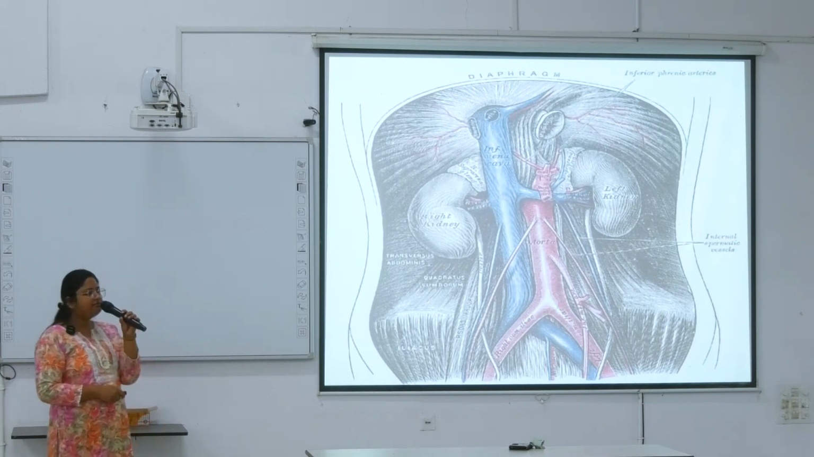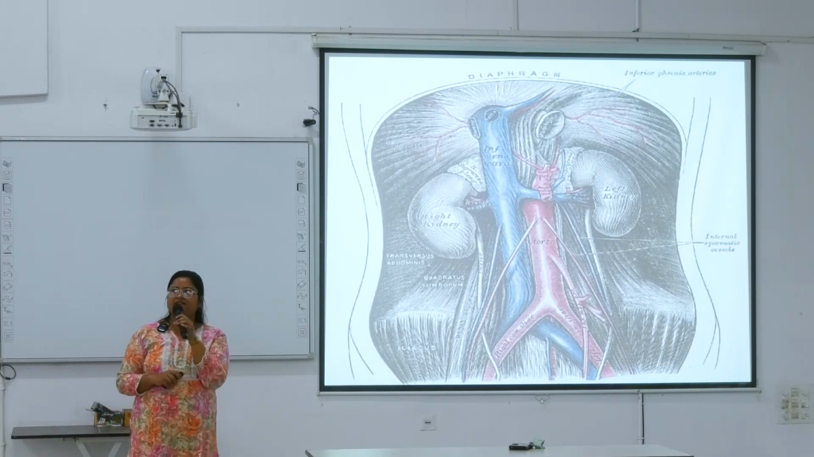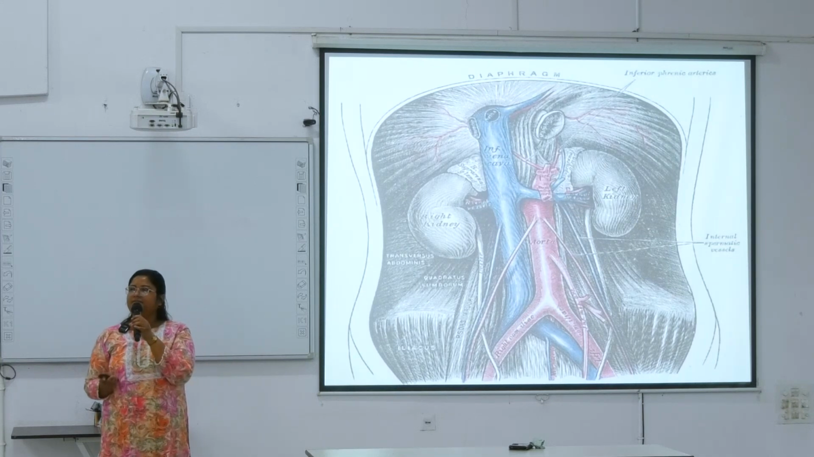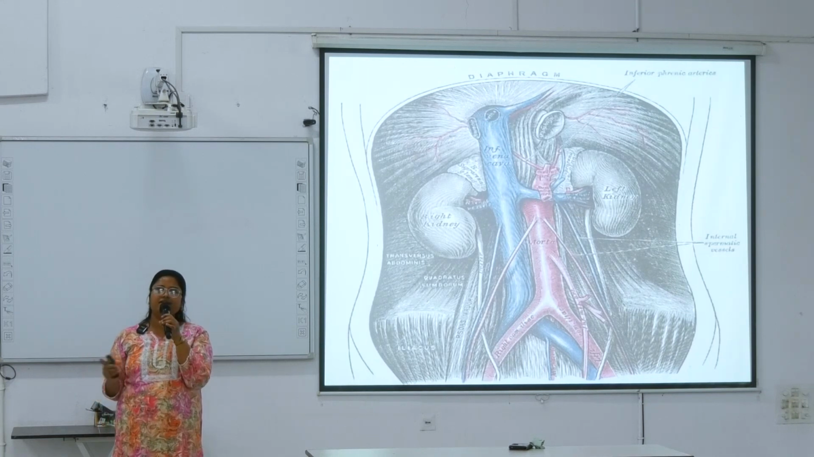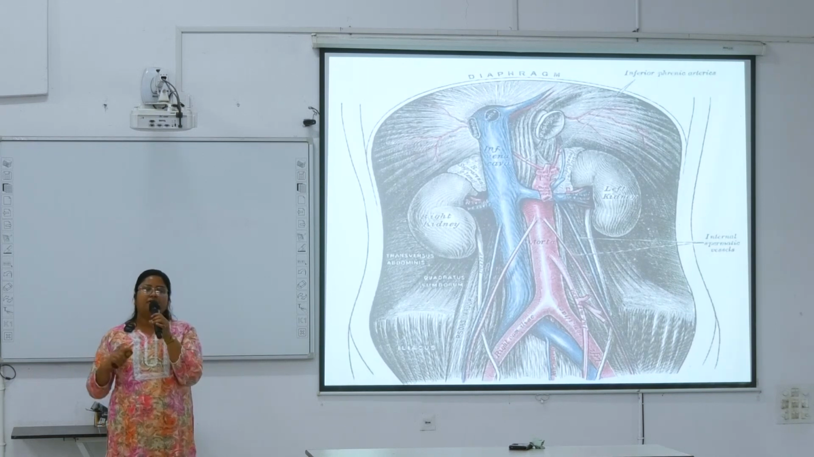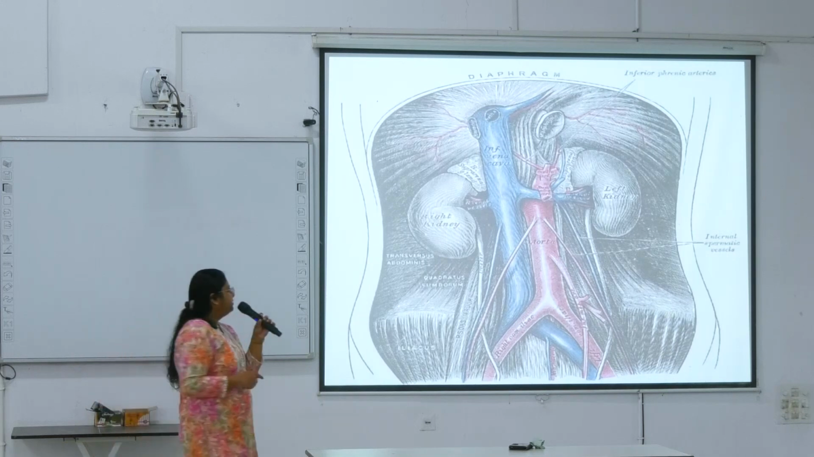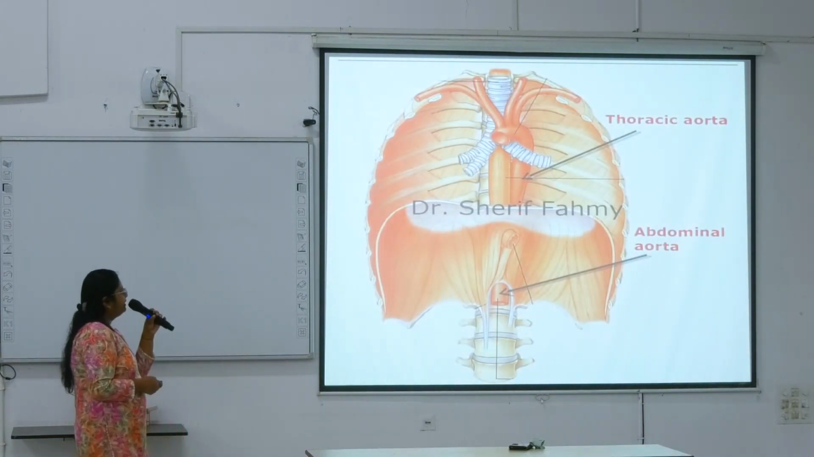We will discuss all the branches. And three ventral branches you have to see in your dissection also: celiac trunk, superior mesenteric artery, inferior mesenteric artery. These are the three ventral branches from the abdominal aorta. You have to also learn all the details of these three branches of the aorta, their supply. Okay, next. So this is the extent.